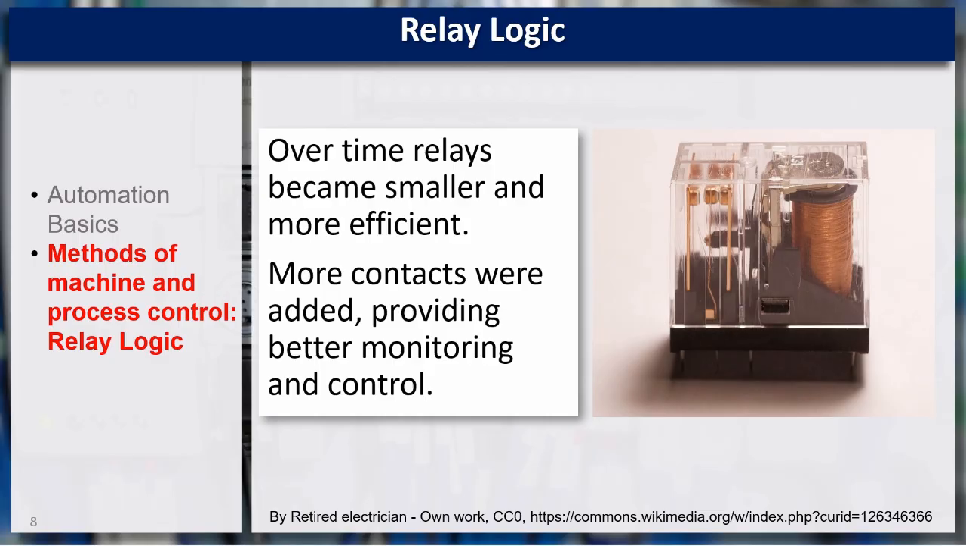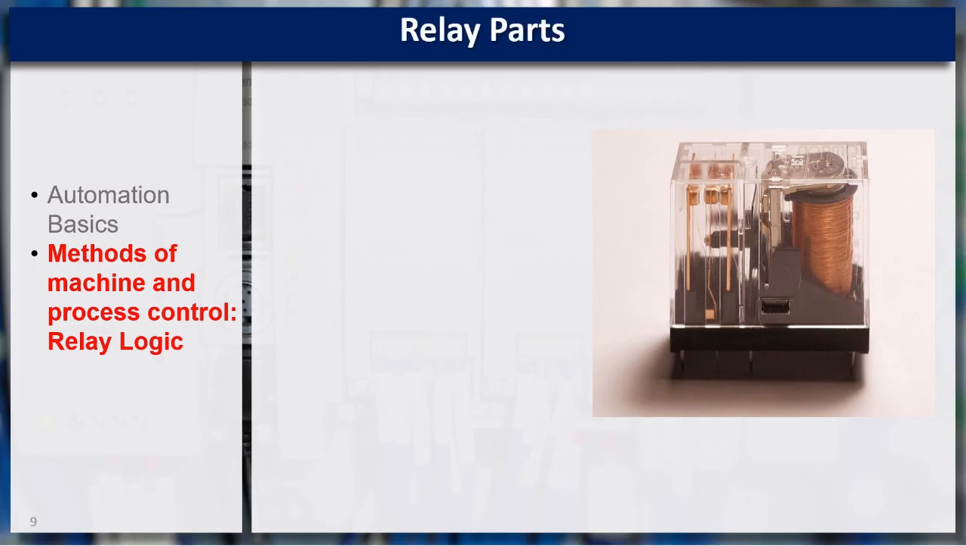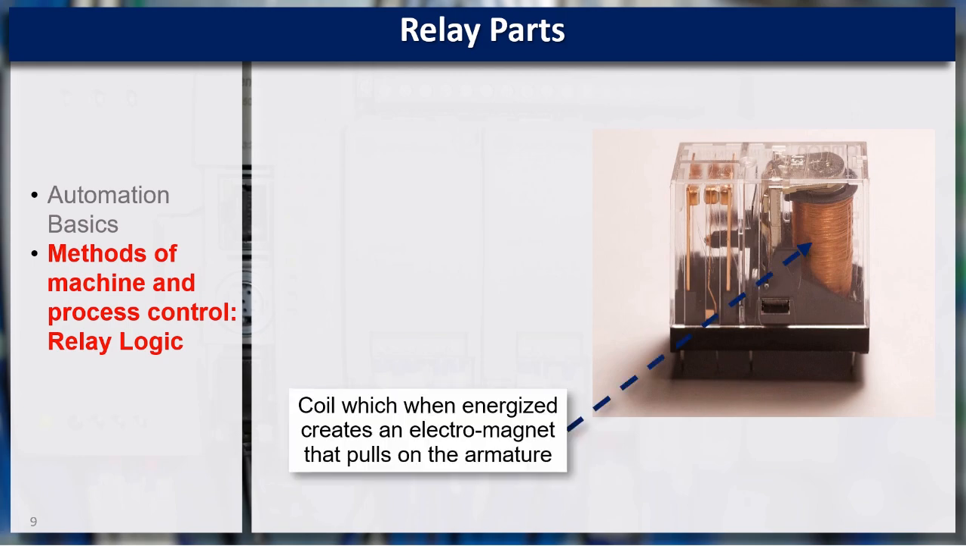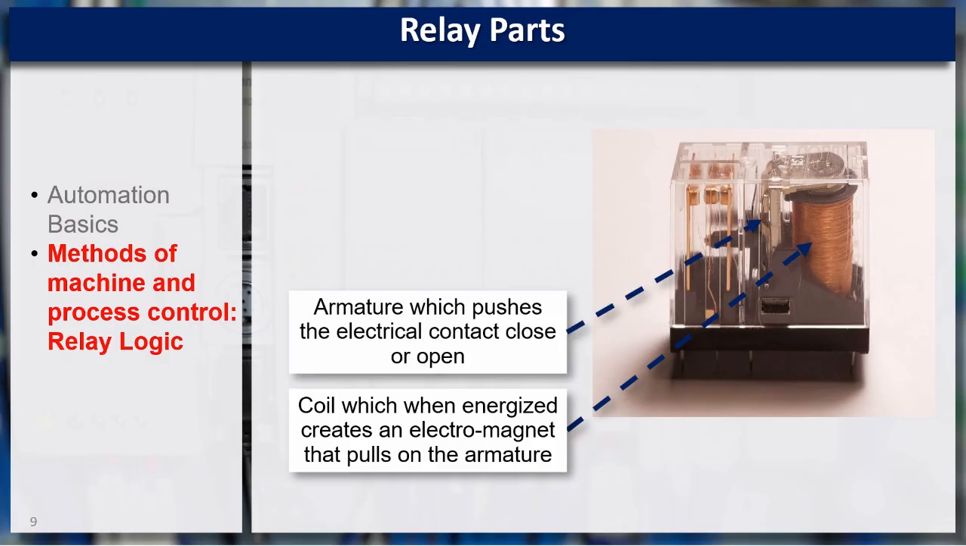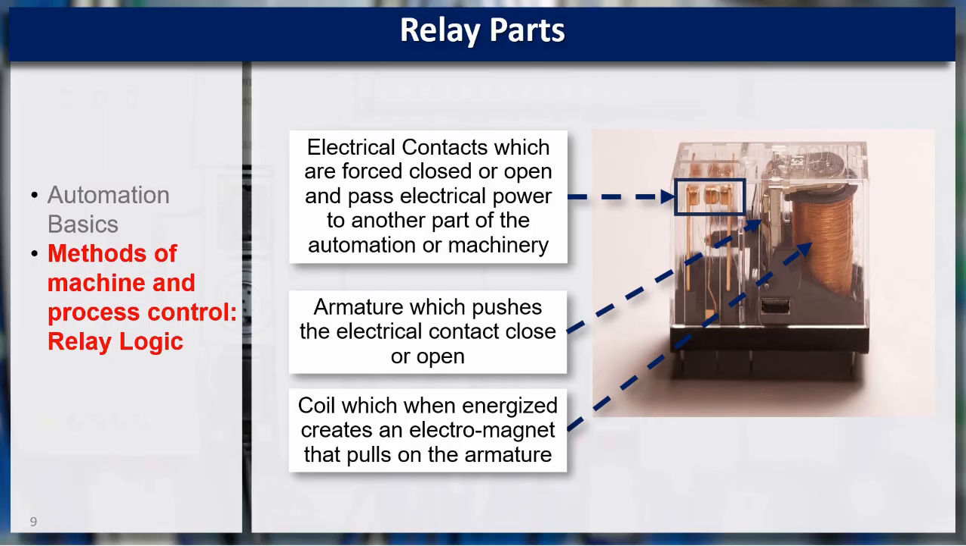Over time, relays became smaller and more efficient. More contacts were added, providing better monitoring and control. Let's begin by looking at the relay itself. First of all, it has a coil, which when energized, creates an electromagnet that pulls on the armature. The armature, which then moves backwards and forwards, pushes the electrical contact closed or open. The electrical contacts, which are forced closed or open, pass electrical power to another part of the automation or machinery.